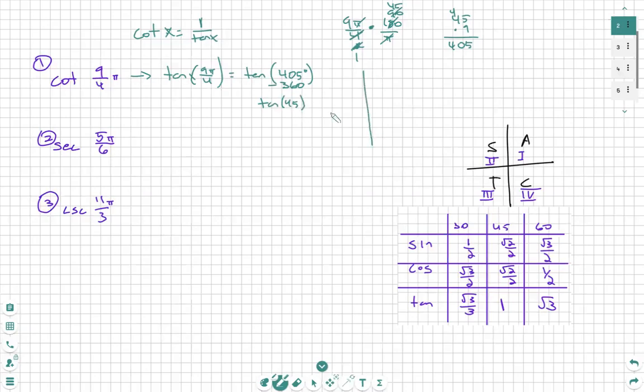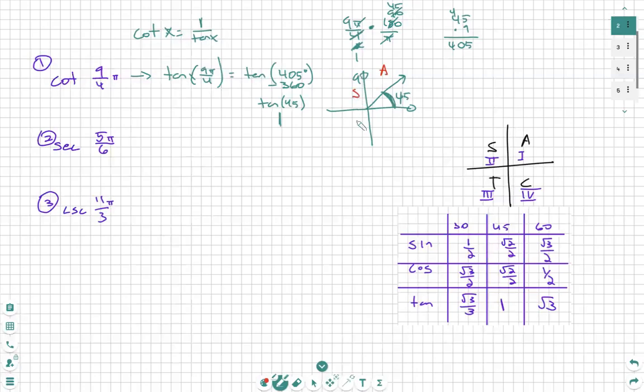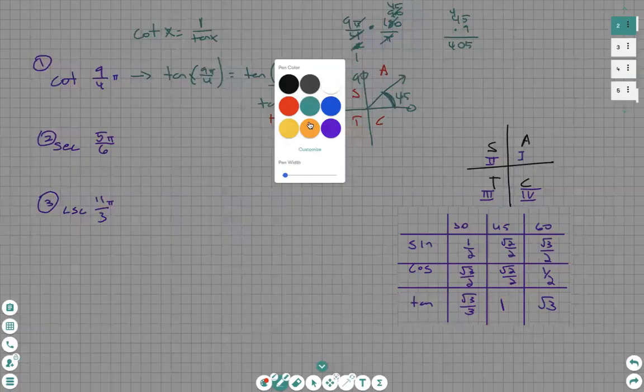Next, we will graph it and find the quadrant. 45 is in my first quadrant because it's between 0 and 90. 45 right here is the reference angle. We check out our chart. The tangent of 45 is 1. Apply all students take calculus, and tangent is positive in this quadrant.